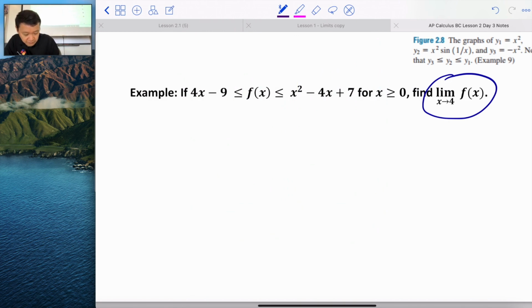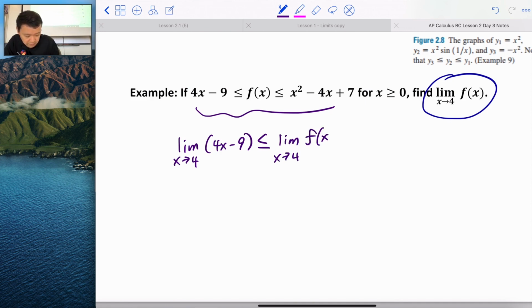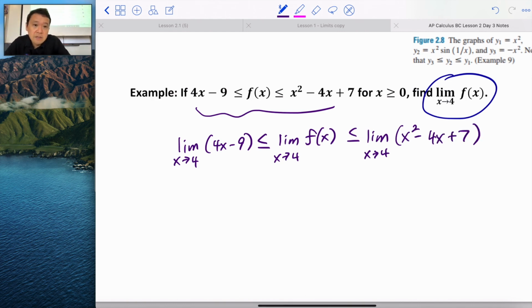For this one, all we have to do is introduce the limit notation for each part of that compound inequality. This step is not the application of the squeeze theorem yet. This is another theorem: if you have an inequality, then you could introduce the limits with x approaching the same value. That's okay. You're maintaining that inequality.